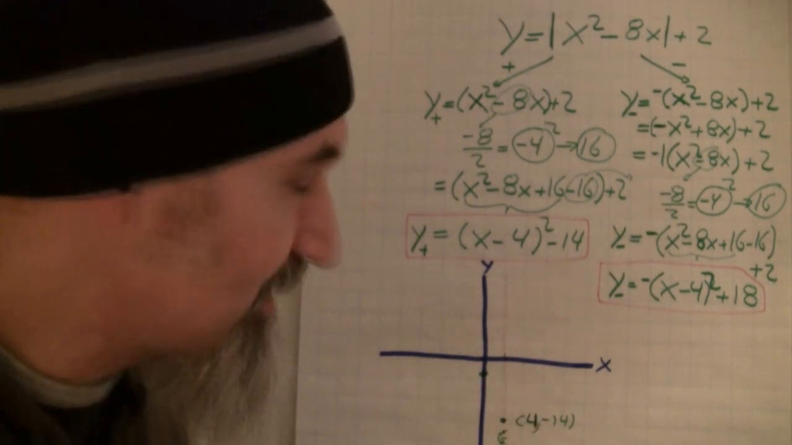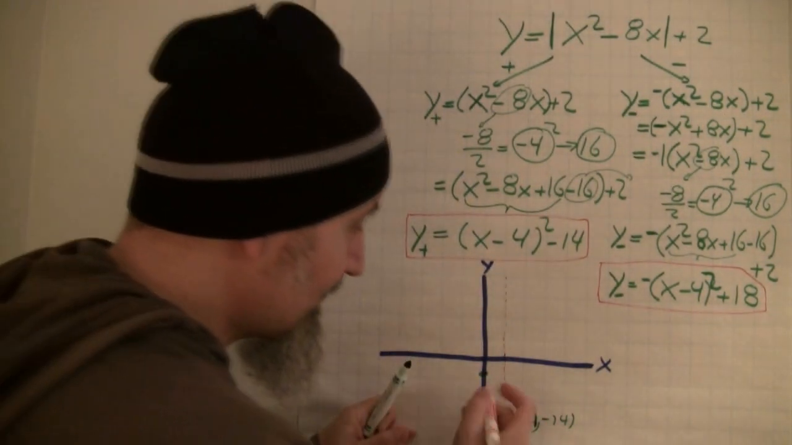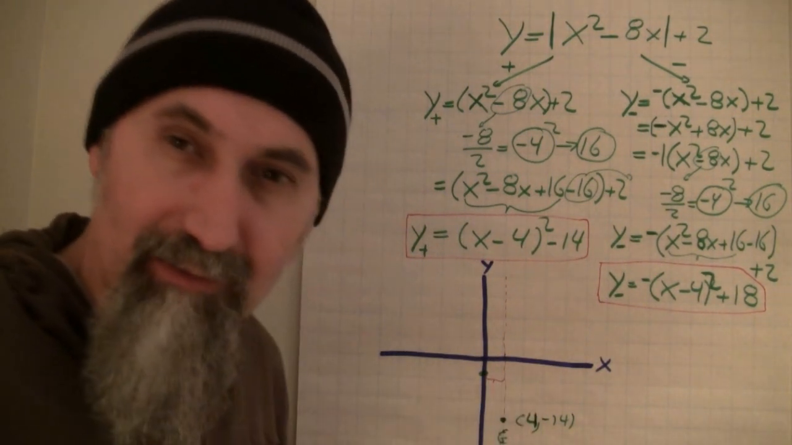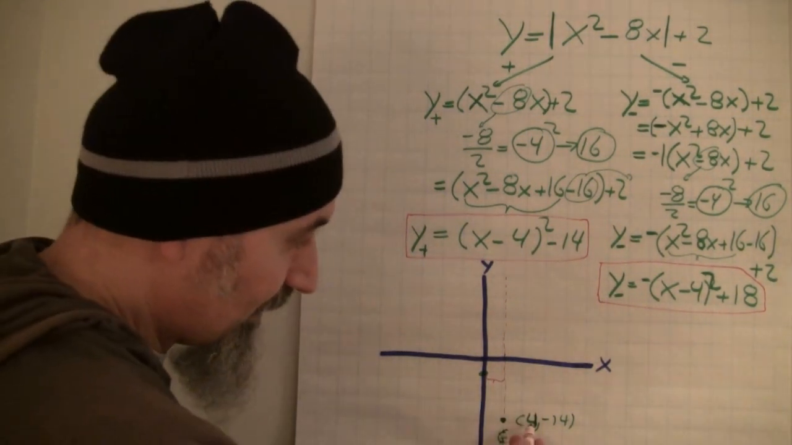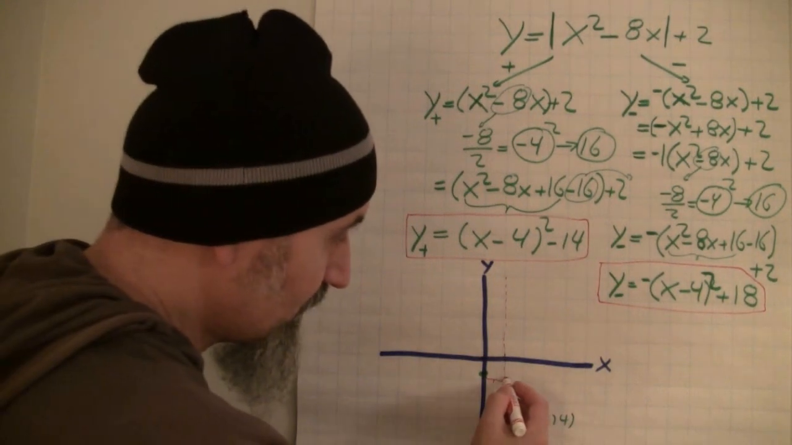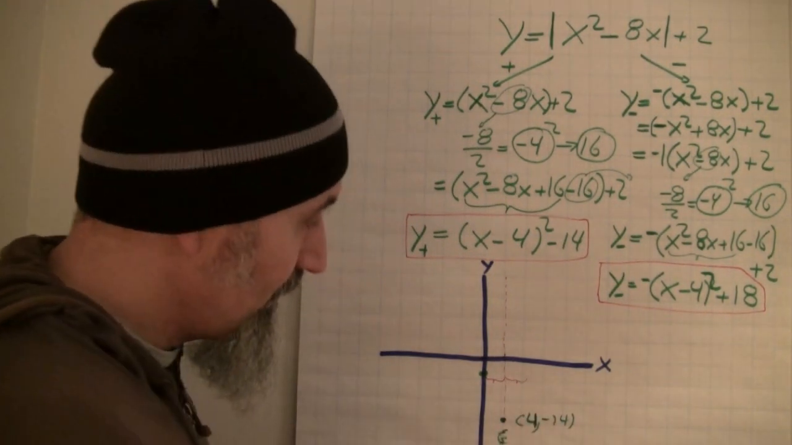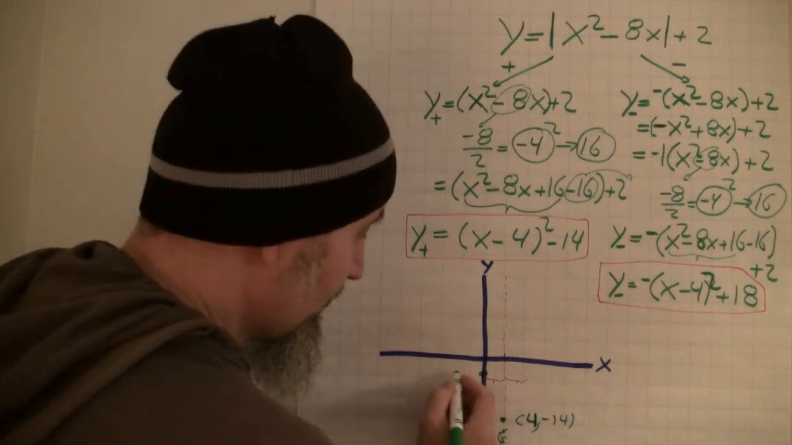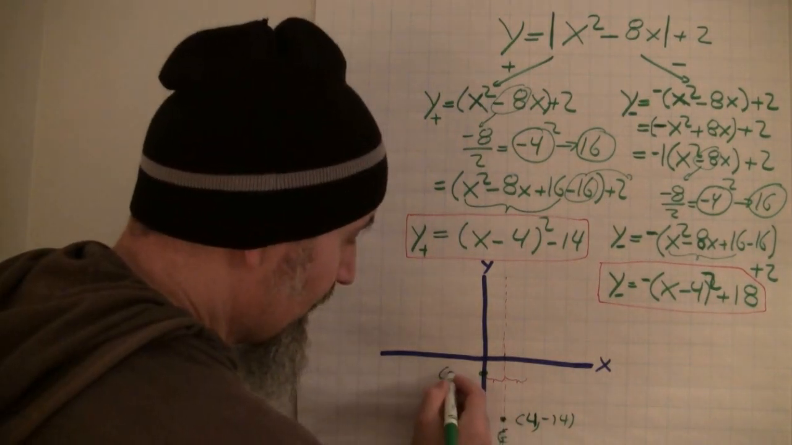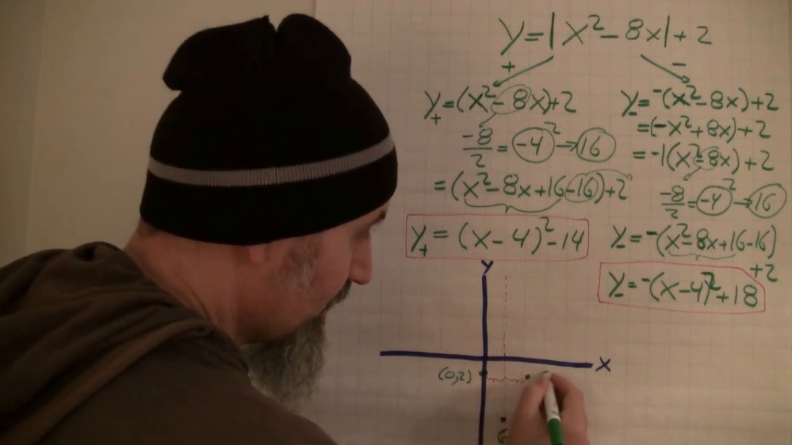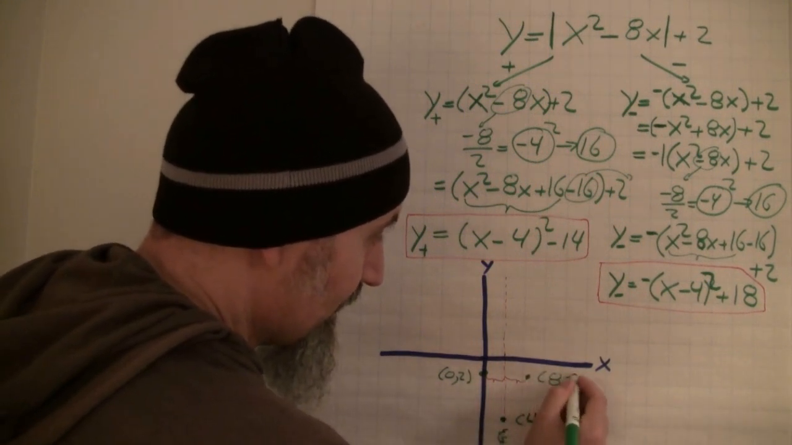So this distance here, this guy is 4 units away from the axis of symmetry, right? Because the vertex is x equals 4. So all we do is we go 4 units away here. And our point here is going to be 0 and 2. And our point here is going to be 8 and 2.